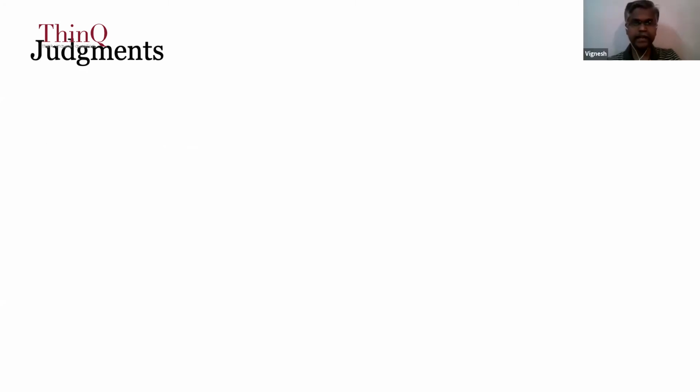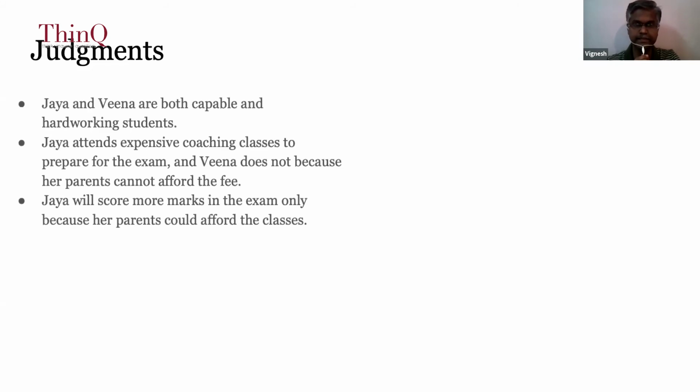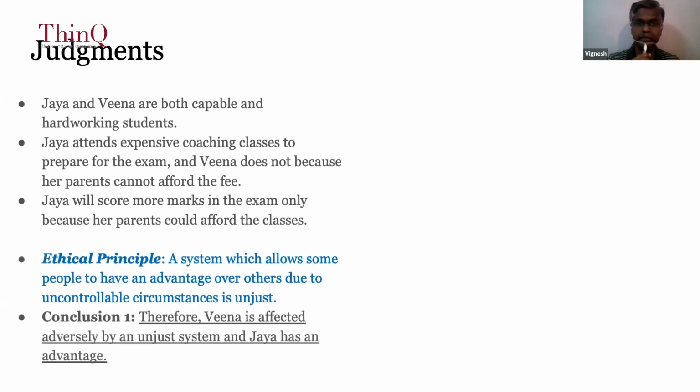Okay, Jaya and Veena are both intelligent and hardworking. Jaya attends expensive coaching classes to prepare for the exam, and Veena does not, because her parents cannot afford the fee. I mean, this particular factor is beyond Veena's control, right? And because Jaya is attending the coaching classes, she would eventually get good scores.